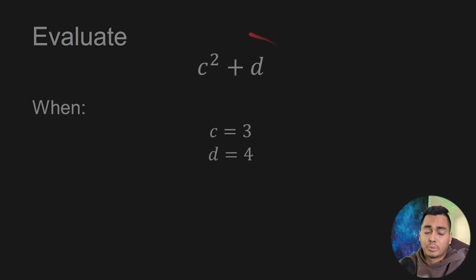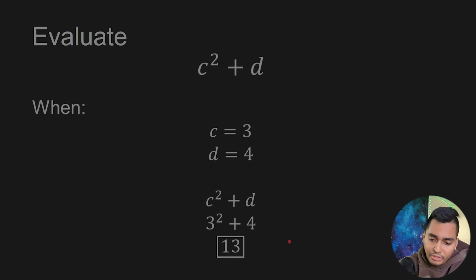All right, our next example is: evaluate c squared plus d when c equals 3 and d equals 4. A little bit more complicated here since c is going to be squared, but it's the same procedure. We're going to start by replacing our c term with the value 3 and our d term with the value 4. So c squared turns into 3 squared plus 4. Now we're just going to evaluate this expression. 3 squared is 9, plus 4 is 13. And that's our answer there.